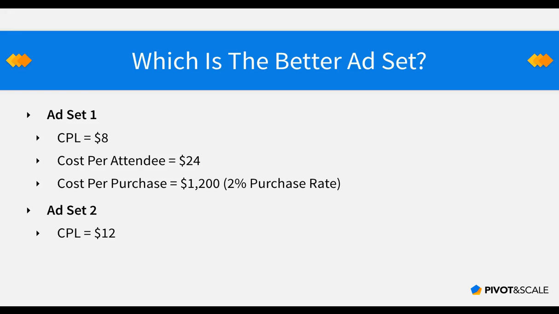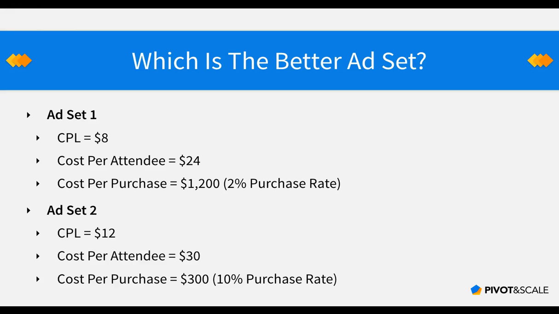So you're going to flip that off, but let's keep following it through the funnel and see what happens. Ad set 1 has a cost per attendee of $24, but only 2% of these people purchase. Whereas ad set number 2 is actually a higher quality lead coming through. That's why you were paying more. It still costs you more to get people on the webinar and get them to be attendees, but then your cost per purchase, because they were a much higher quality lead and 10% of them purchased, was only $300 with ad set 2. Meanwhile, it was $1,200 for ad set 1.